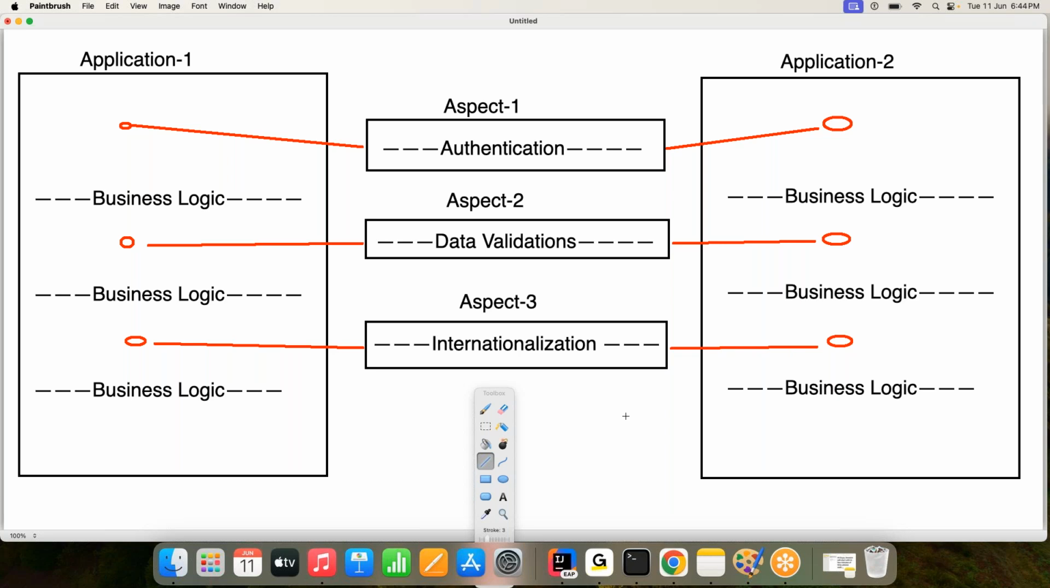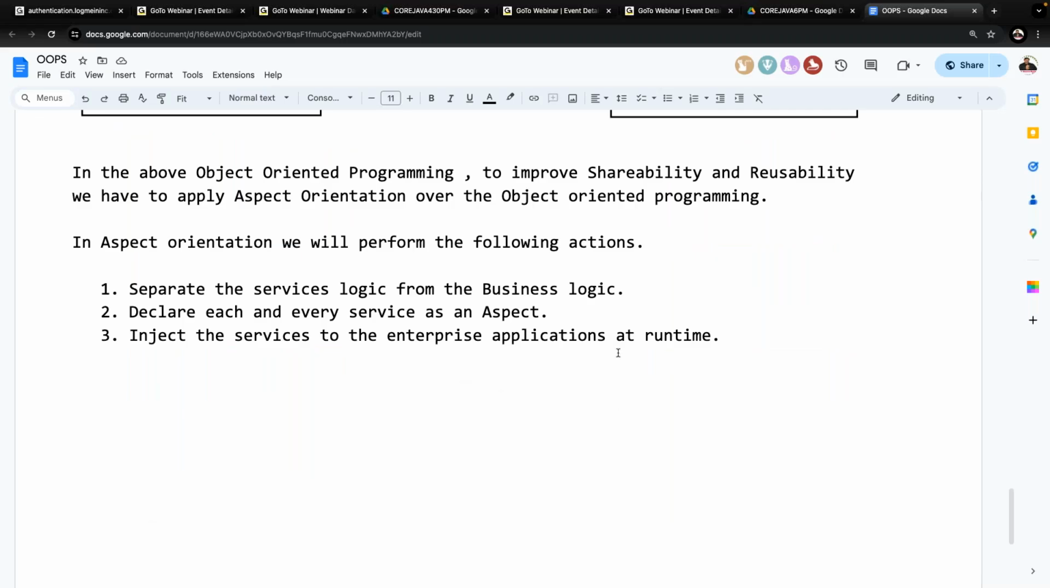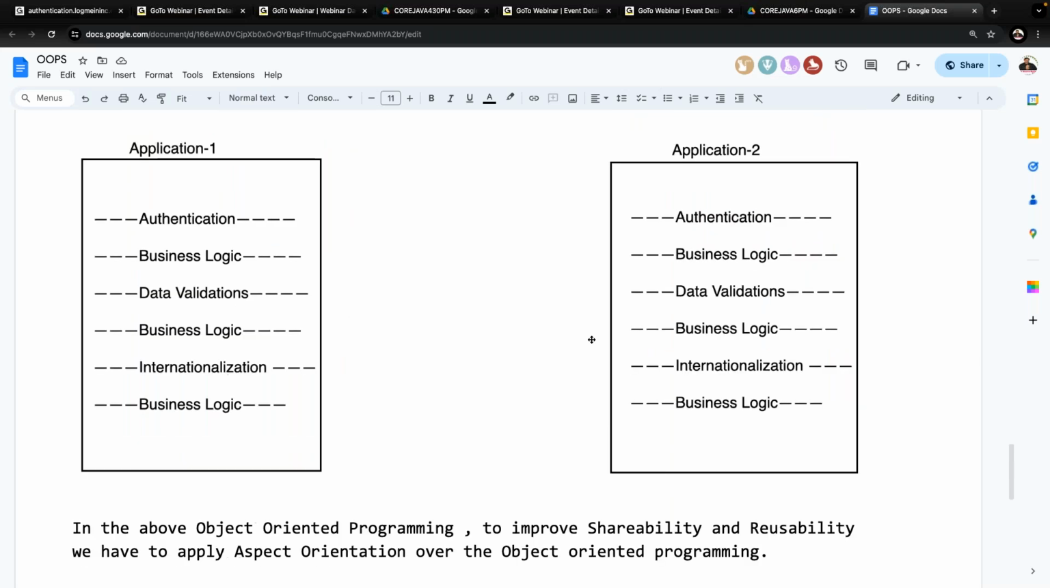Now tell me, I'm asking you this question. In the previous example, in object orientation style, in both the applications, how many copies of authentication did we provide here? 2 copies we maintained, one for each application. How many copies of data validations? 2 copies. And how many copies of internationalization? 2 copies. That is the reason why we concluded that there is no shareability, no reusability in object orientation style.